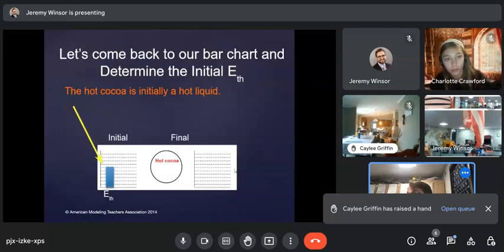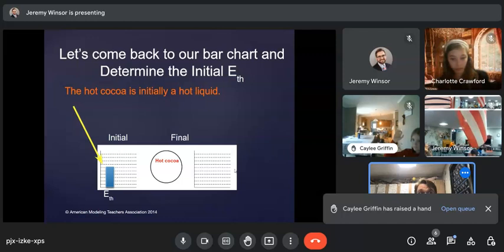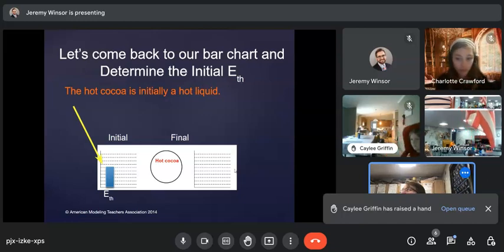So let's go back to our bar chart. We said that the hot cocoa is initially hot. It's not a gas, it's a liquid. Liquids are in the middle with the amount of energy. And so we are going to put a bar somewhere slightly towards the high end of middle, meaning that it's a hot liquid.